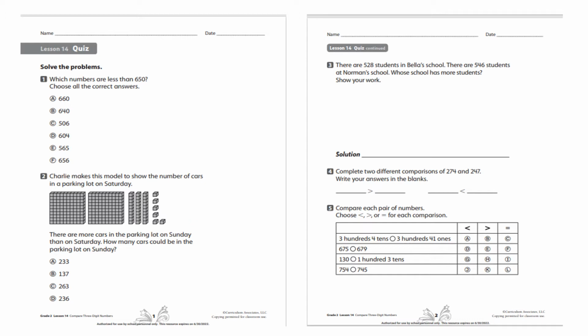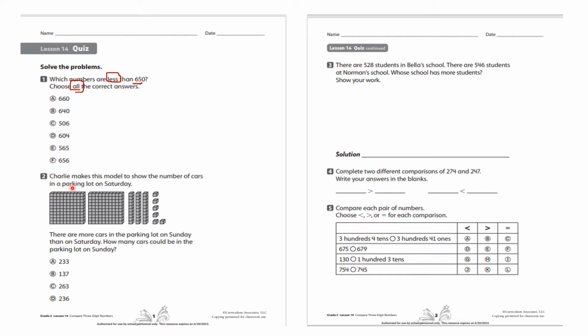If you look at this carefully, it says which numbers are less than 650. Choose all the correct answers. There is more than one correct answer. You need to mark all the correct answers. Okay, let's look at number 2.